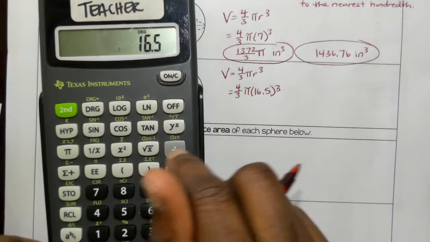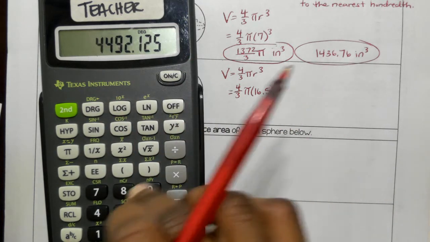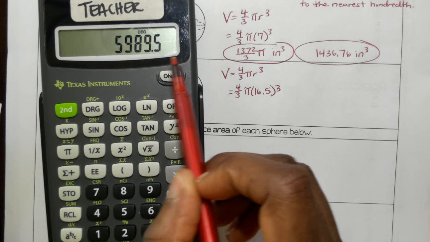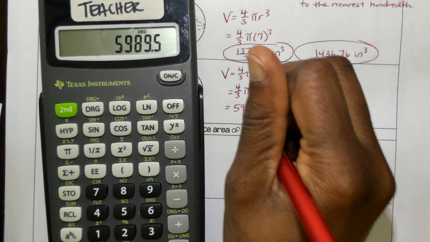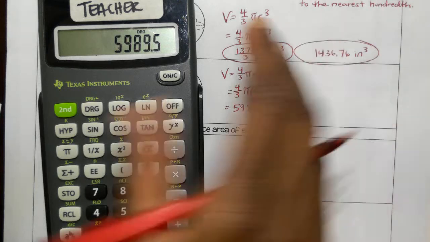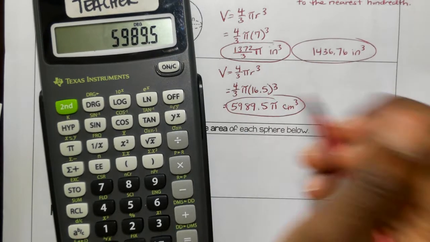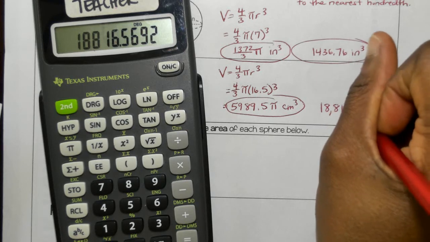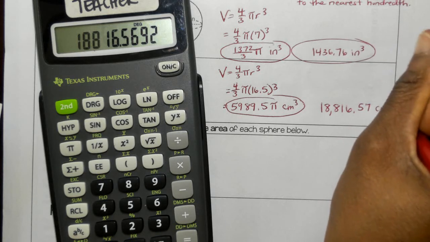Okay, so if we do 16.5 and we cube it, we get this large number. Then we times that by 4 and divide that by 3. We get this number. Because it doesn't continue past, this is an exact number, so we don't have to actually get the fraction form. Because it's an exact number, we can leave it like this with pi behind it. So that's my answer in terms of pi, and the units was centimeters, so centimeters cubed. And if I multiply by pi, then I get 18816.57 centimeters cubed.